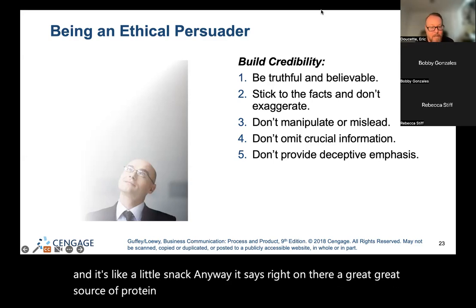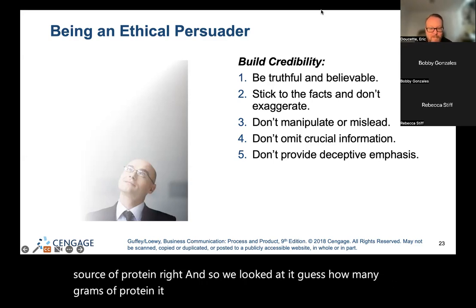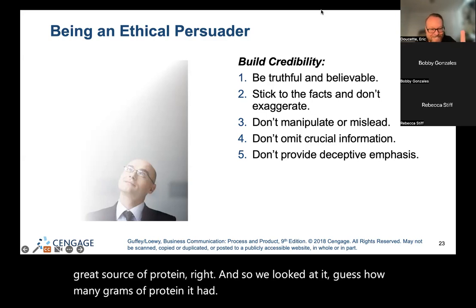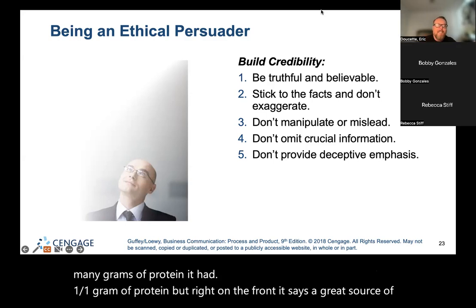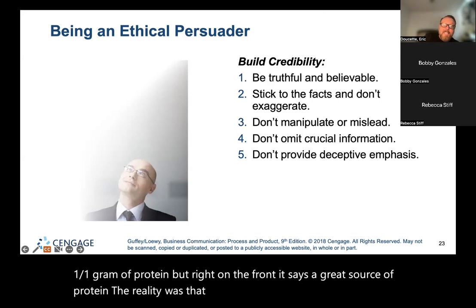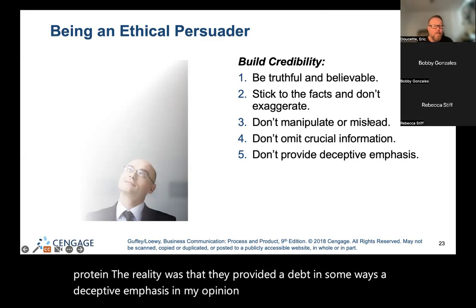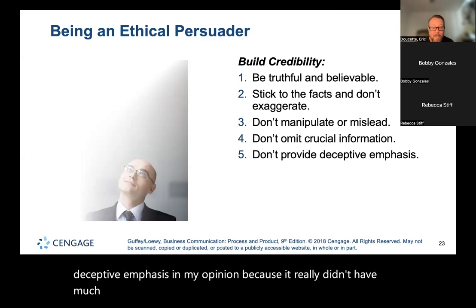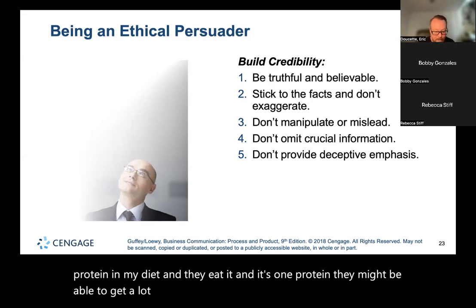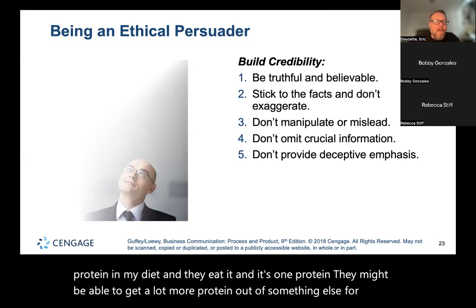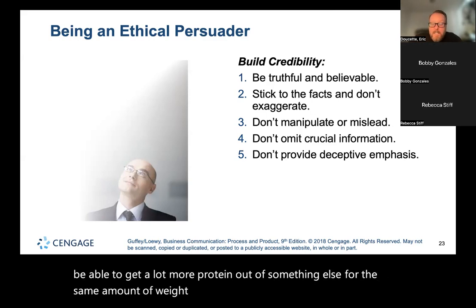And so we looked at it. Guess how many grams of protein it had? One. 1 gram of protein. But right on the front, it says a great source of protein. In some ways they provided a deceptive emphasis, in my opinion, because it really didn't have much protein. Someone might eat that and go, man, I really need a lot of protein in my diet, and they eat it and it's 1 gram. They might get a lot more protein out of something else for the same amount of weight. But anyway, that's important to do.